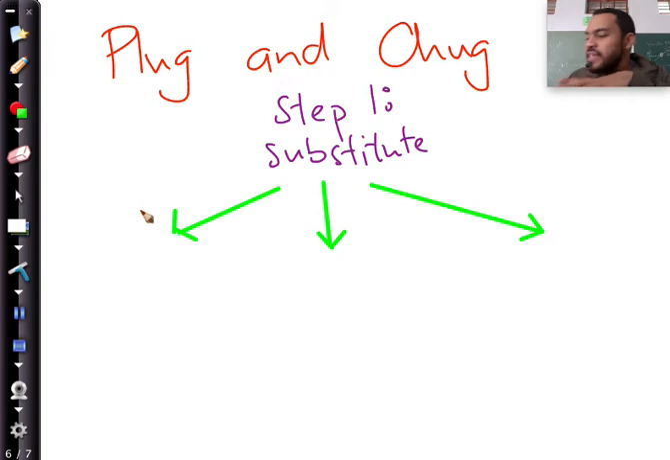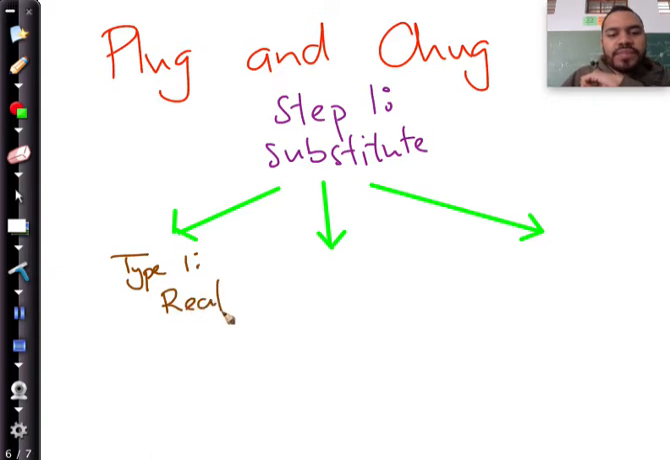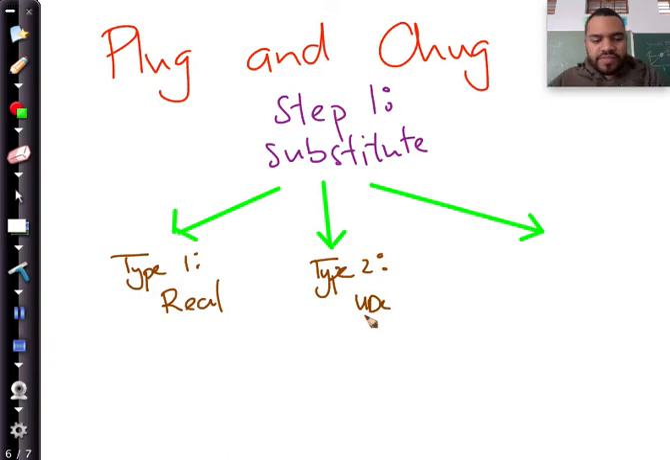The first thing you're going to get is type 1: that limit is real. If you substitute in the value and you get out a number, then it means that your limit exists. The second type is non-real, type 2, where it's undefined. And we're going to look at examples of each of that.